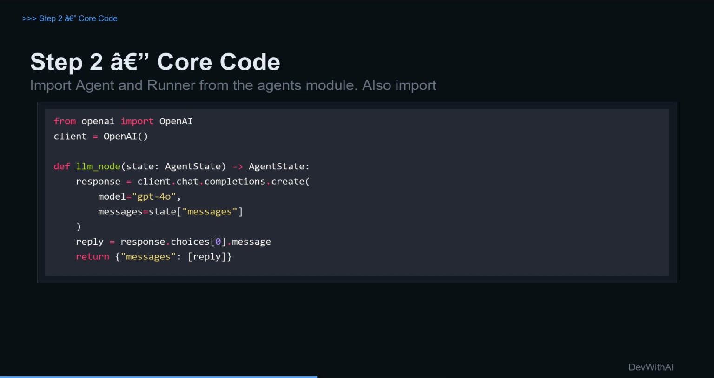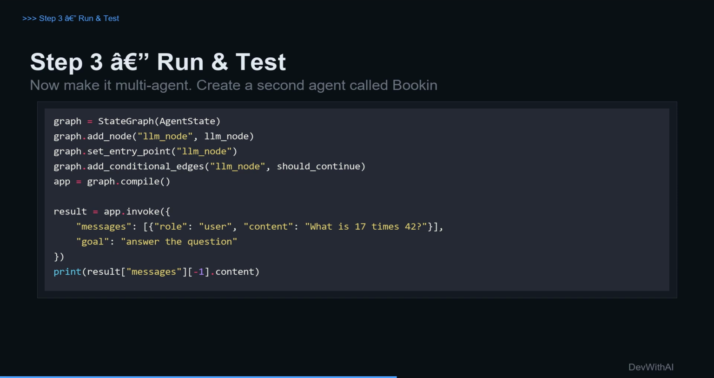Create your agent, instantiate the Agent class with a name, instructions, and your tools list. That's 4 lines. That's your agent. Now make it multi-agent. Create a second agent called booking agent with its own instructions. Go back to your travel assistant and add a handoffs parameter pointing to the booking agent. The SDK handles context transfer automatically. Your travel assistant can decide mid conversation to hand off control when the user wants to book something.